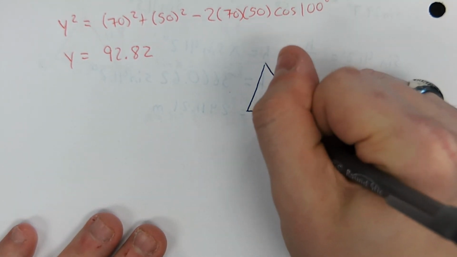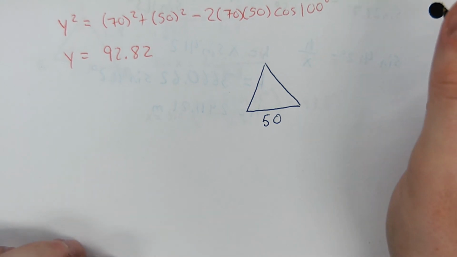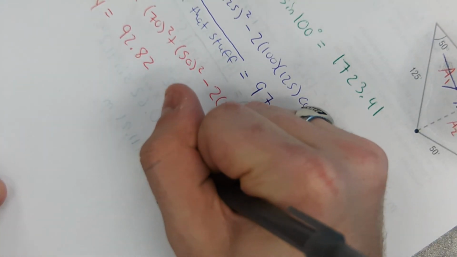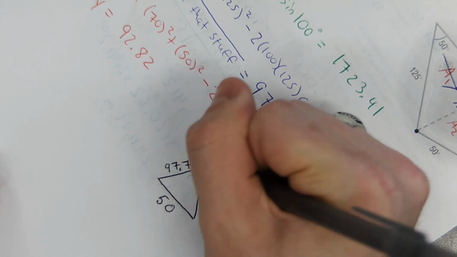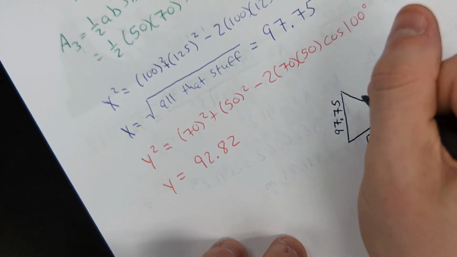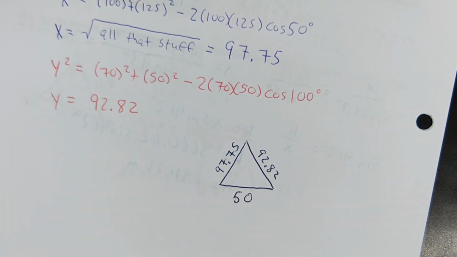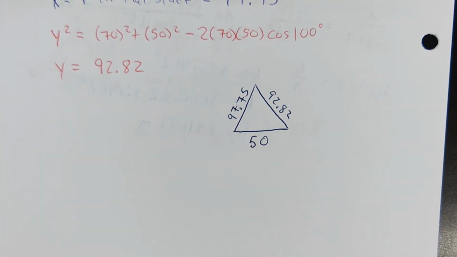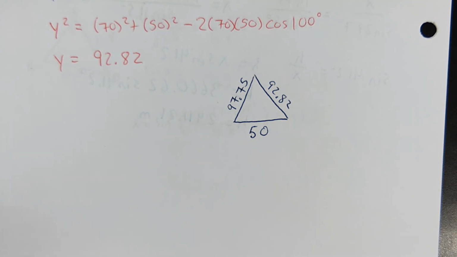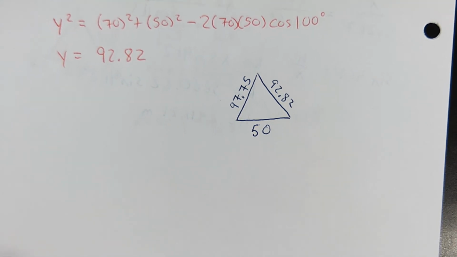I'm going to write down the measurements that we have on this triangle. I have 97.75 here, and I have 92.82 here, and this is still area 2. We are still trying to find area 2. But I do have side, side, side, and I can use side, side, side to find an unknown angle using the cosine rule. And because I have all 3 sides, it actually doesn't matter which angle you find. It's unimportant.